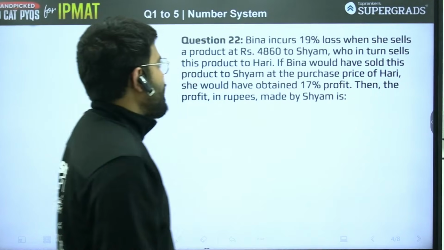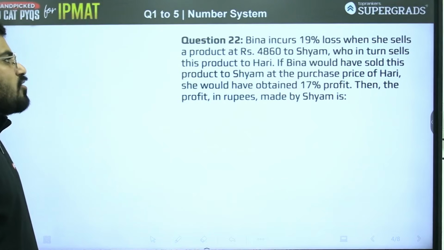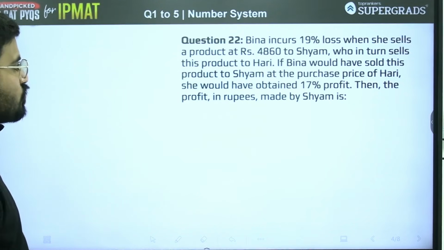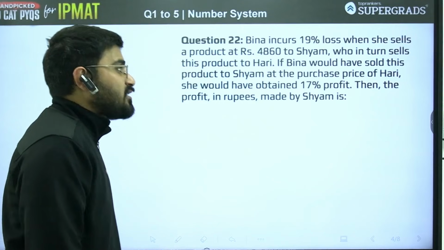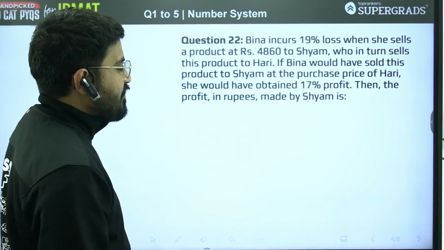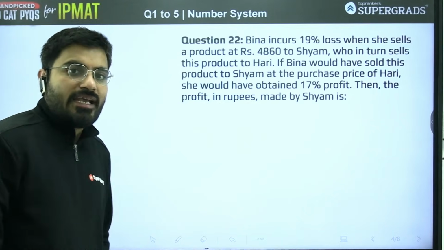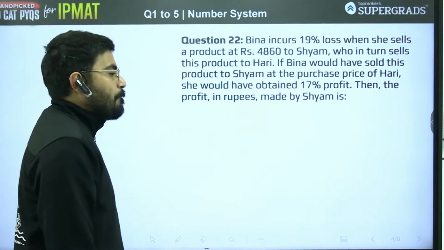What they are saying: Bina incurs a 19% loss when she sells a product to Sham, who in turn sells this product to Hari. If Bina had sold this product to Sham at the purchase price of Hari, she would have obtained a 17% profit. Then the profit in rupees by Sham is... So they are asking the profit in rupees.